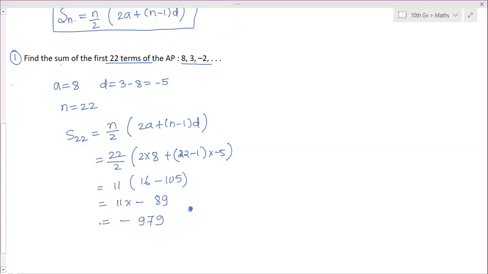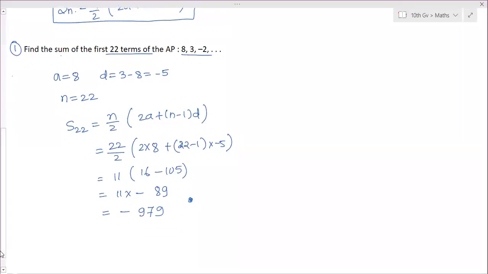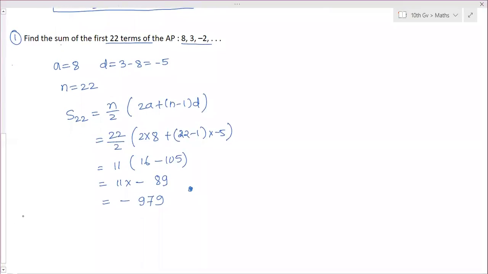Are you able to understand how to use the formula? Yes, ma'am.